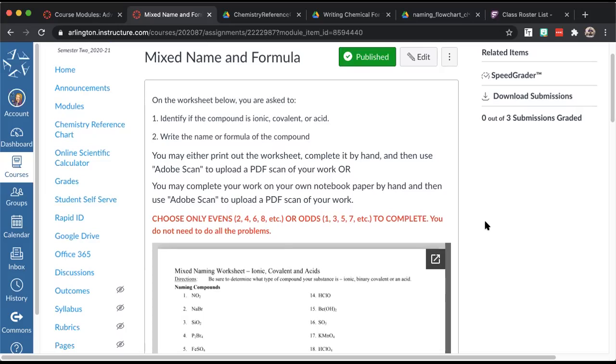Or if you don't want to print it, or if you don't have access to a printer, you could just do them on your own notebook paper. And then same thing, use the Adobe Scan app to scan and then upload that PDF here to submit.